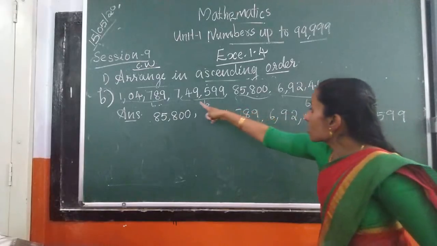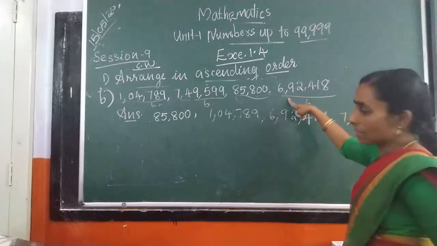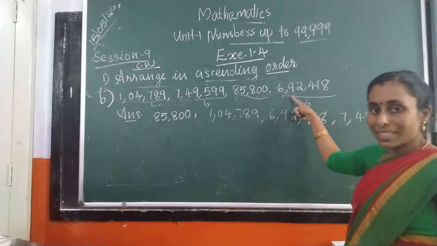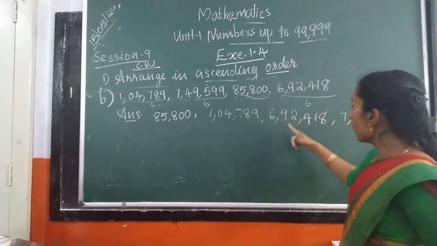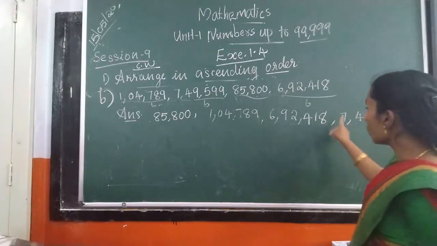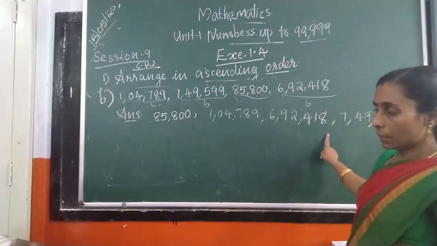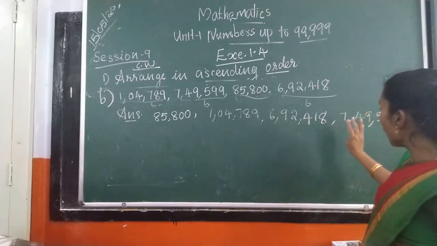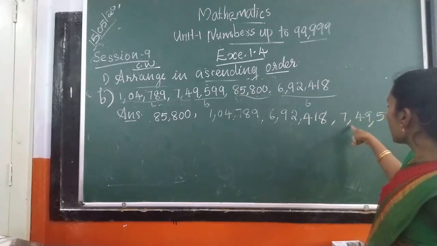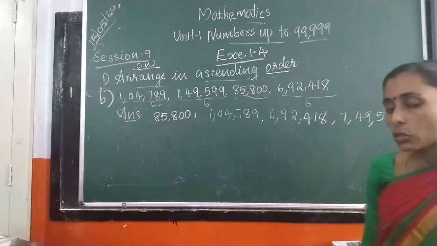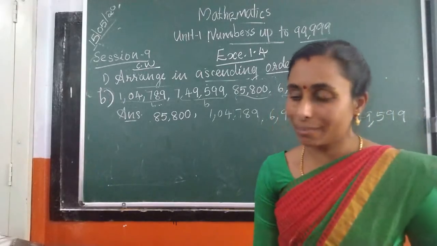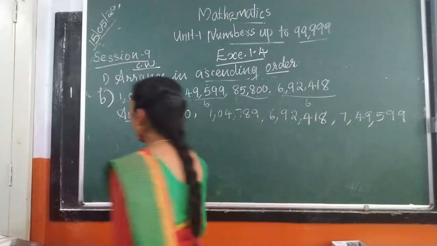The next number, what is the next number? See, 7 lakhs remaining and 6 lakhs remaining. So 6 lakh is smaller than 7 lakh. So we have written as 6,92,418. Then last one and highest one is 7,49,599. This is ascending order.